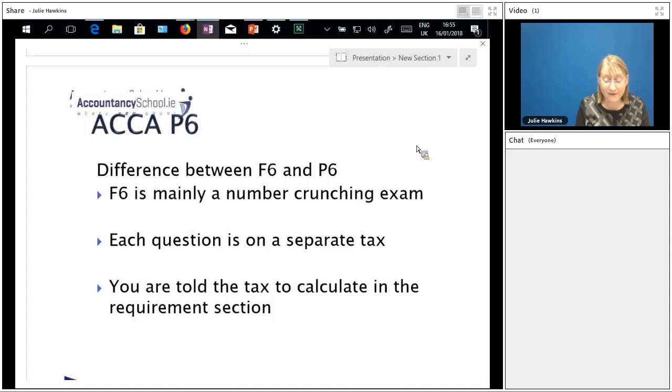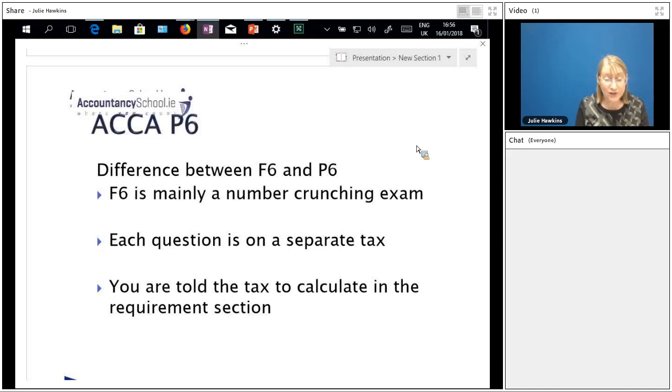And with F6, you'll have your multi-choice questions, and then you'll have your 7 other questions on separate taxes. So each question is on a separate tax. You'll have your income tax calculation, you will have your VAT calculation, you'll have your capital gains tax calculation, you'll have your add backs and maybe your CT computation. So each question that you face at F6 will be on a completely separate tax.